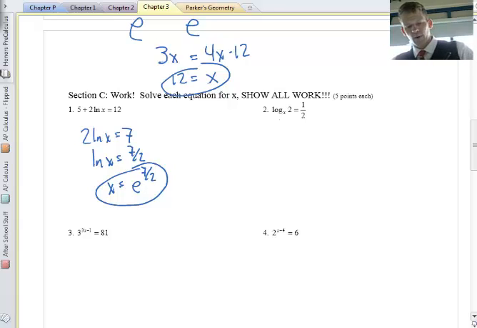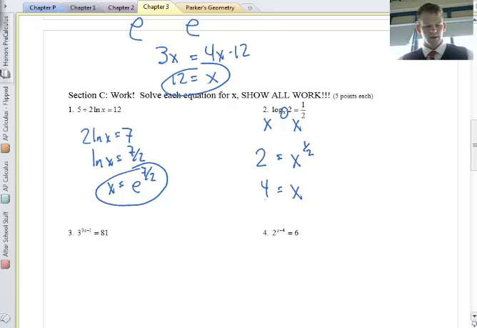The next one I could raise both sides to x, so I have 2 equals x to the 1/2. So remember I used the inverse function of log base x, that was base x exponential. And now x has got to be 4 if I square both sides. The next one, since I don't have a calculator, I'm trying to make the base the same. 3 to the 3x minus 1 equals 3 to the 4th. And now in this case, it's just that 3x minus 1 is equal to 4.